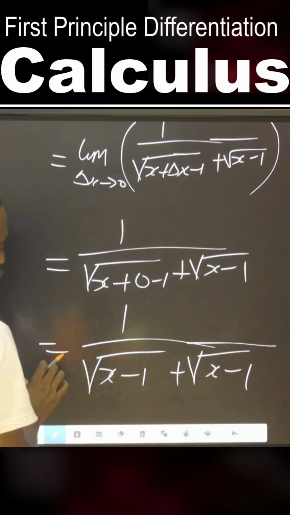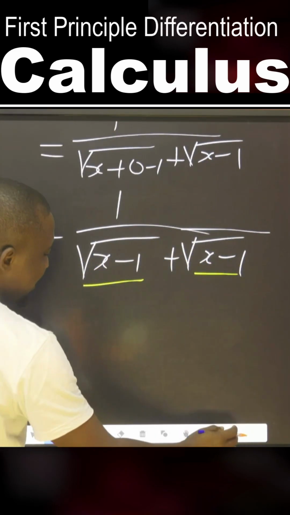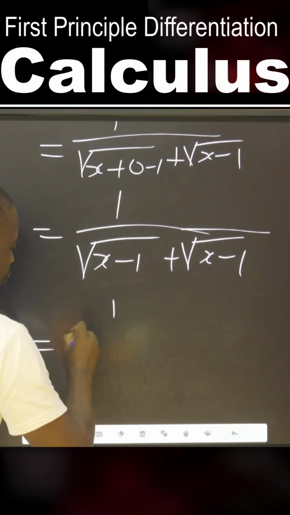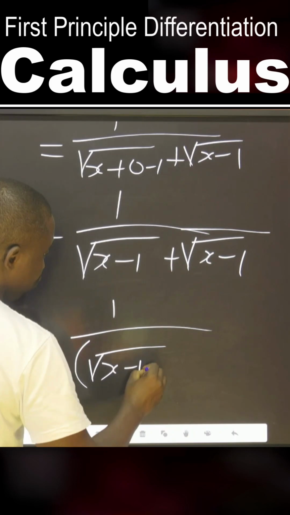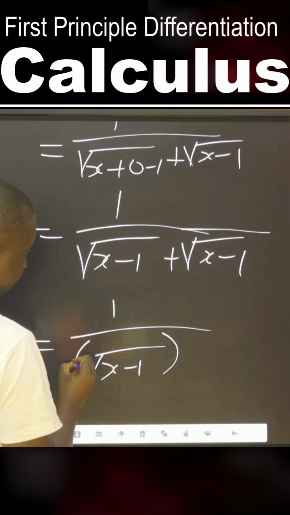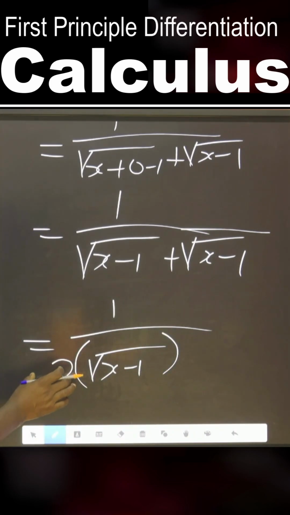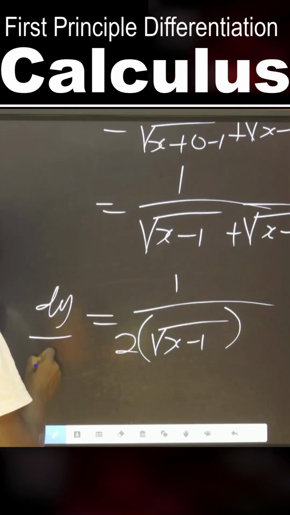Okay? What is that now? They are the same, right? That means they are 2 in number. Therefore, 1 over this s minus 1, that is, they are 2 in number. Okay? So this is our dy over dx.